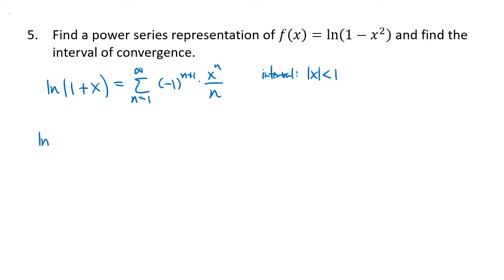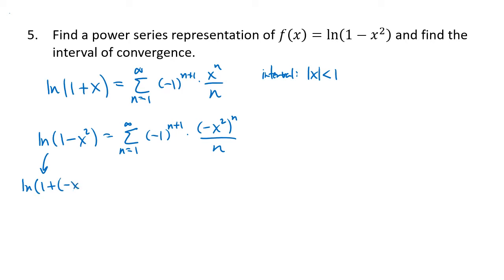So for our function, which is the natural log of 1 minus x squared, what we're going to do is substitute x squared in for the x in the previous series. So that gives us negative x squared to the n over n, because we're going to think of this as natural log of 1 plus negative x squared. So we're plugging in negative x squared. And so we can simplify this a little bit. This gives us the sum from n equals 1 to infinity of negative 1 to the n plus 1, and then we've got negative 1 to the n multiplied by x squared to the n, or is it just x to the 2n?